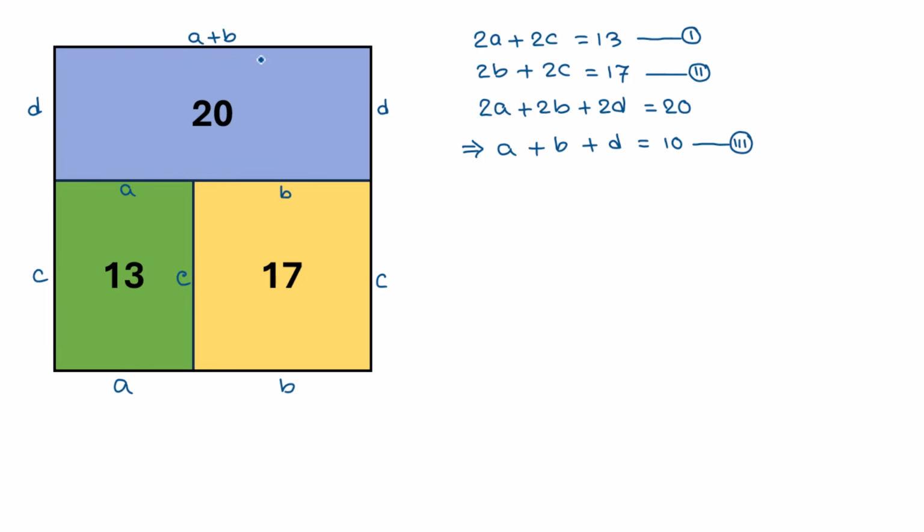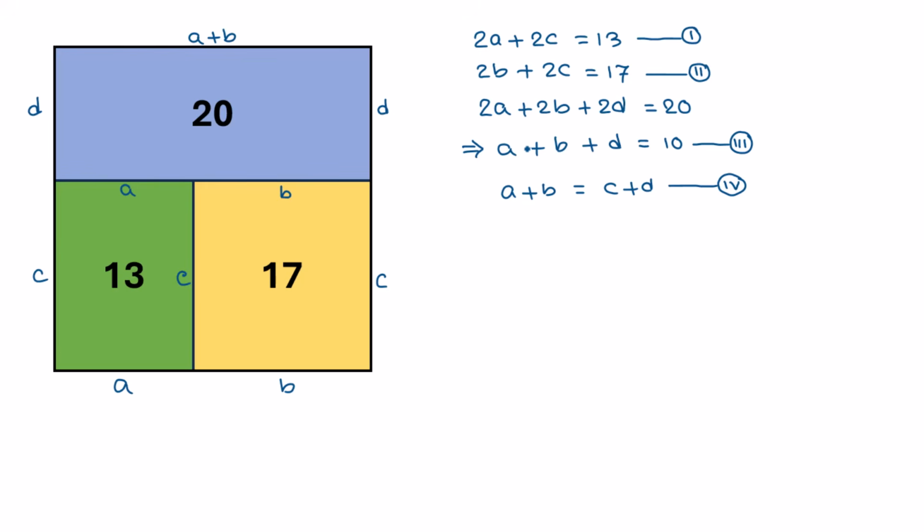And as this is a square, this side length is equal to this side length. This length is A plus B and this length is C plus D, and they are equal. So you can write A plus B is equal to C plus D. Consider this as equation number 4.